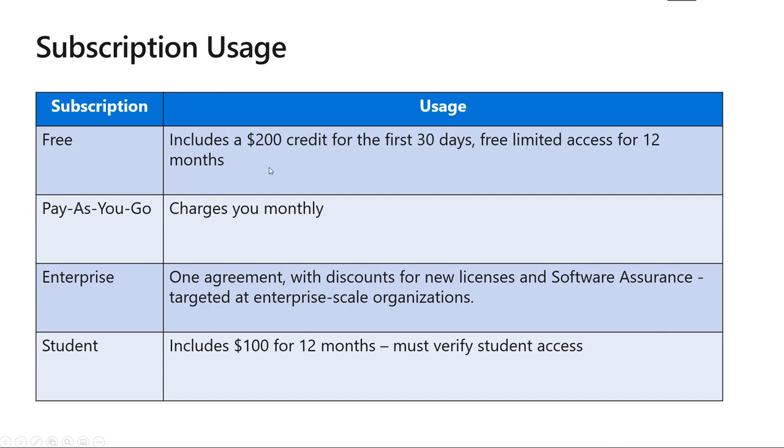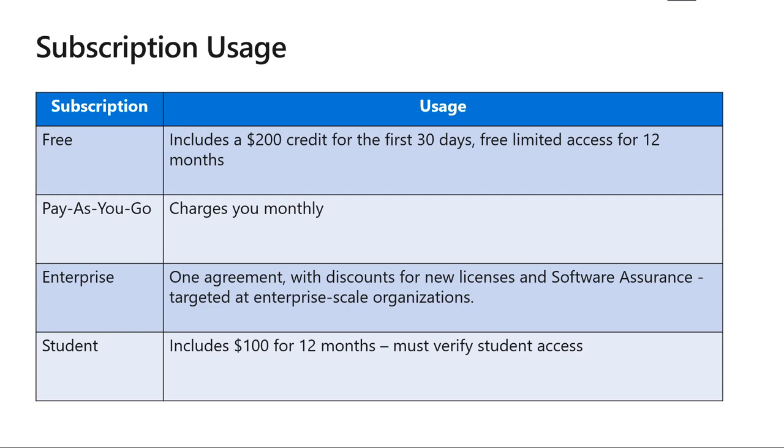Then there is free limited access for 12 months. The limit is on the level of resource you can use. For example, for the virtual machine, you can usually only use the B1, something like that, and the same for storage, SQL Server, and so on. Pay as you go: you have to use a price calculator. For virtual machines, it tells you how much is charged per hour, so whether you use 1 hour or half an hour, that's how much it charges.